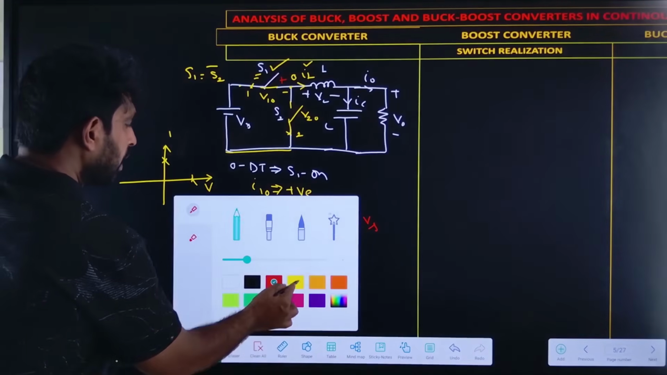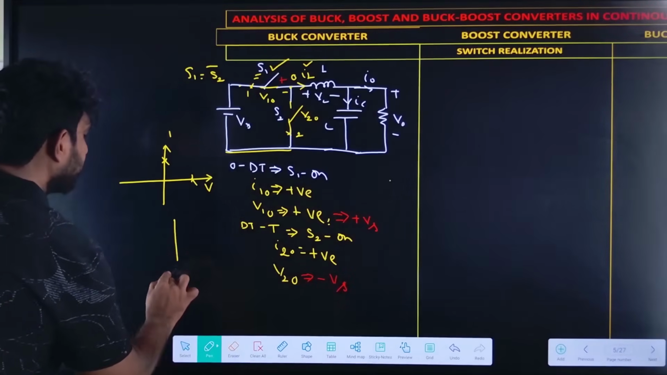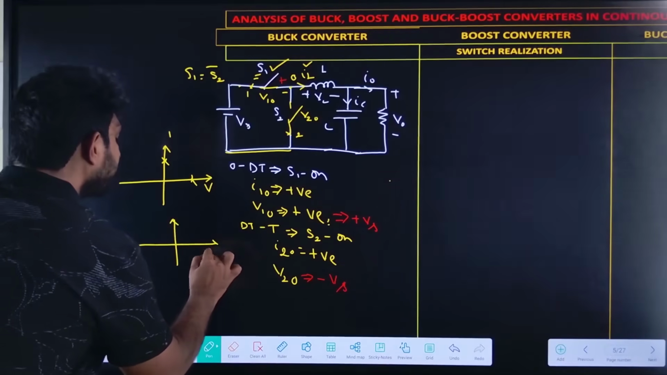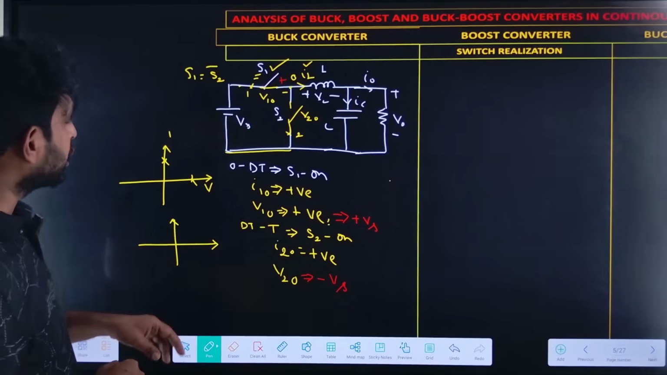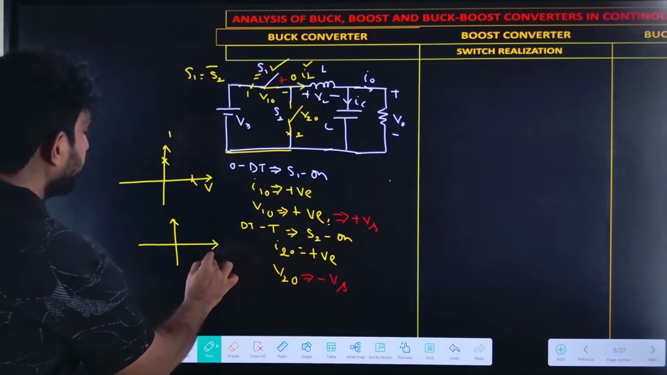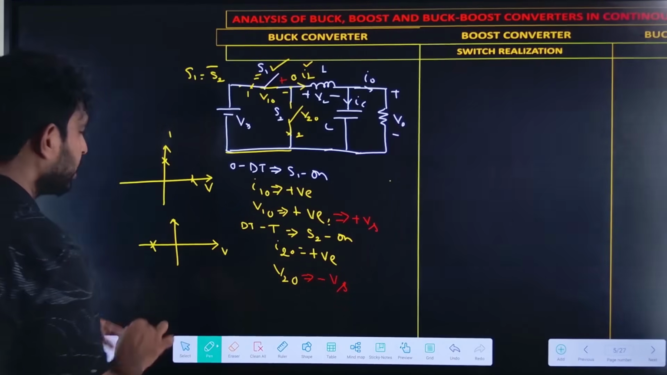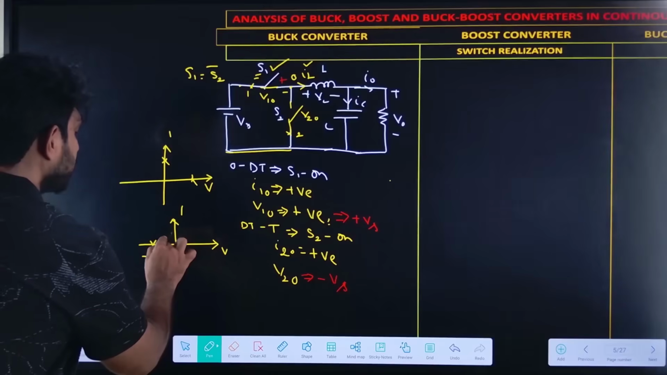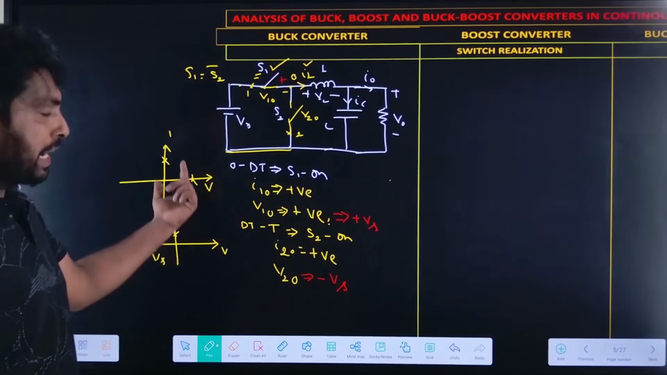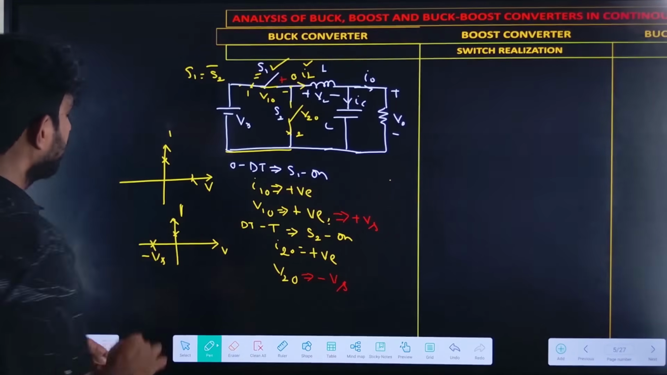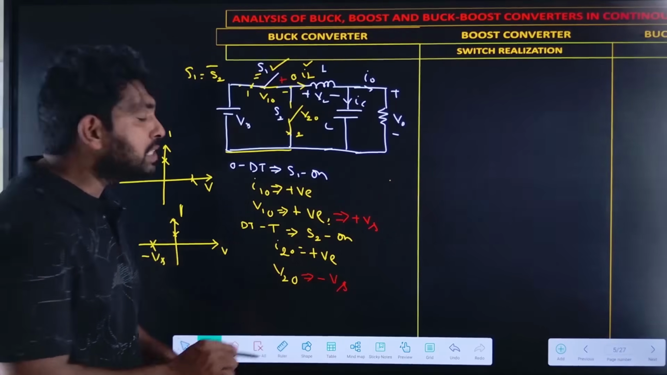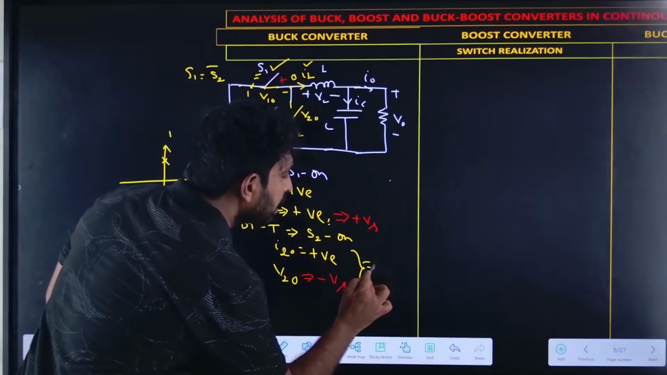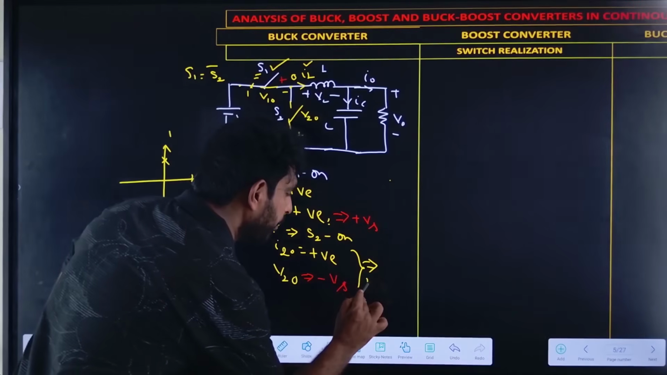So if I draw the VI characteristics of the switch, how would it be? The voltage is negative, equal to minus Vs, and the current direction is positive. So the current is on the positive axis. Which device can we replace it with? This characteristic can be exhibited by the diode.